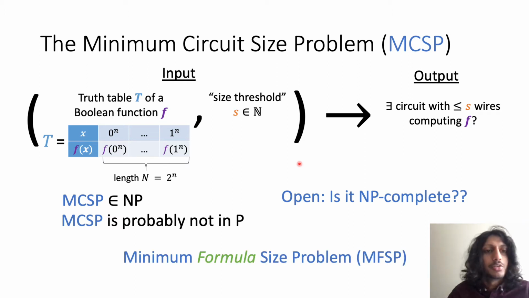And so finally I just want to say, okay, I've defined the minimum circuit size problem, and for the next few slides I'll talk about it because it's where the motivation for this work started, but you can probably guess what the minimum formula size problem is based on this definition. The minimum formula size problem, or MFSP, is this same problem. You get as input a truth table T of a Boolean function and a size threshold, but now you ask, is there a formula with at most s wires that computes the function f?